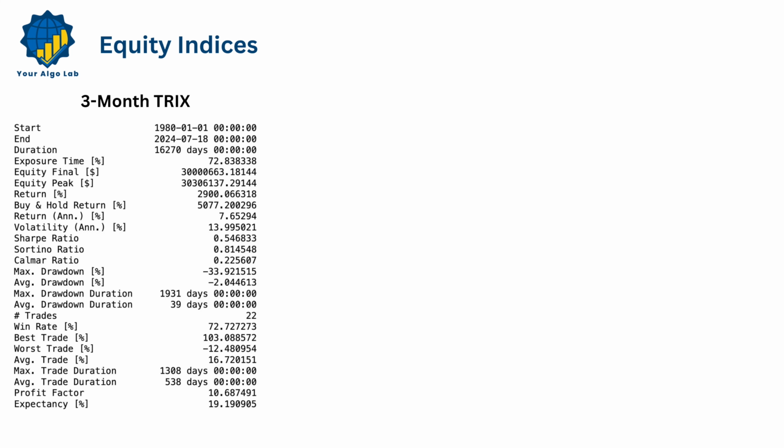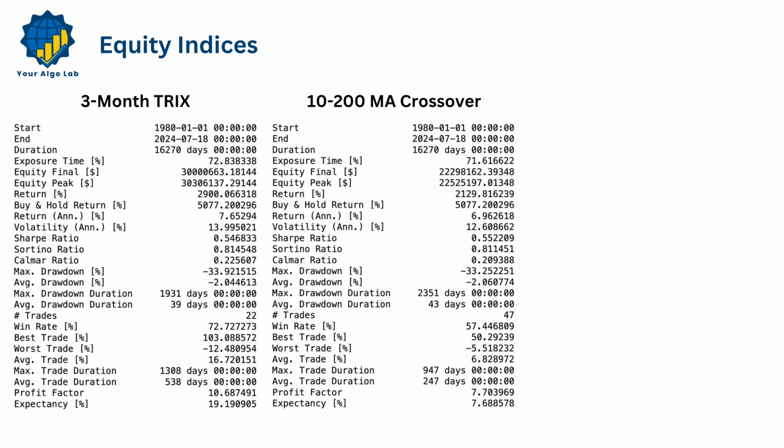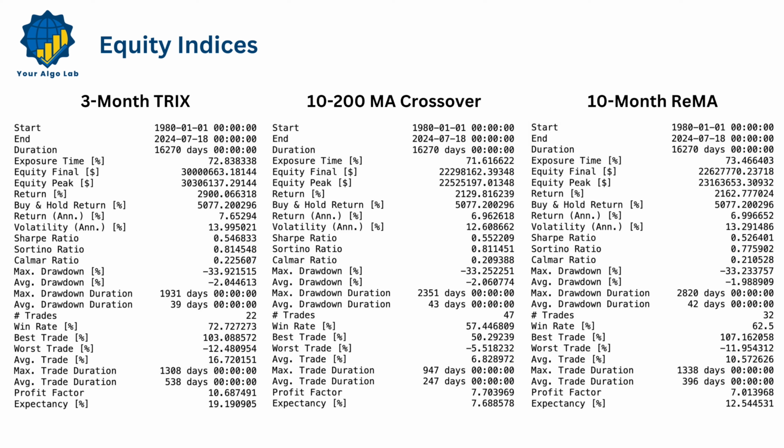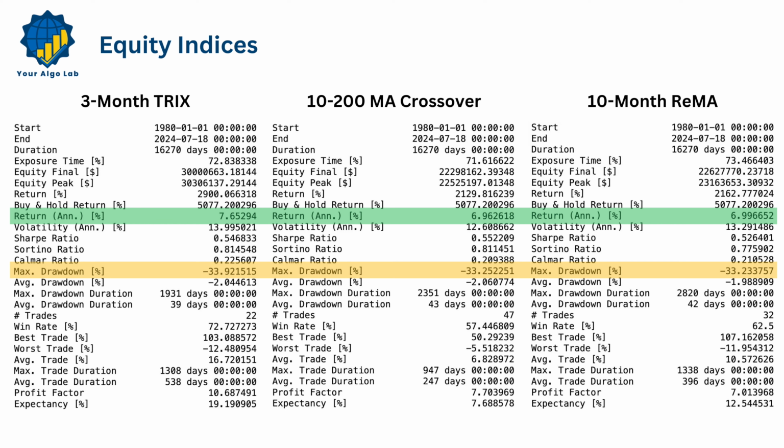Let's compare our 3-month TRIX strategy with the 10-200 moving average crossover, which we backtested in episodes 7 to 9, and the 10-month resampled moving average strategy tested in episodes 4 to 6. For these comparisons, we are using the S&P 500 as the underlying index. In terms of returns, the 3-month TRIX outperforms the other strategies. When it comes to risk, the 3-month TRIX closely aligns with the 10-200 moving average crossover and the 10-month resampled moving average strategy. Additionally, the 3-month TRIX generates fewer signals and has a higher win rate than the other two strategies.